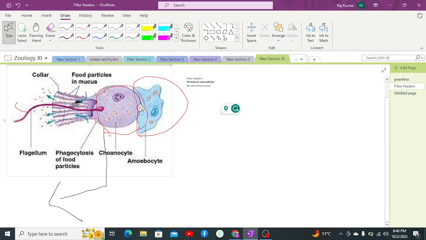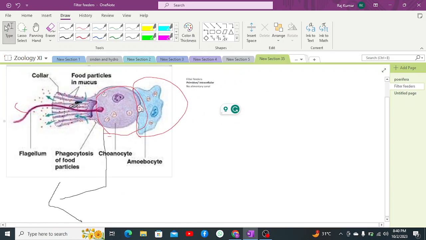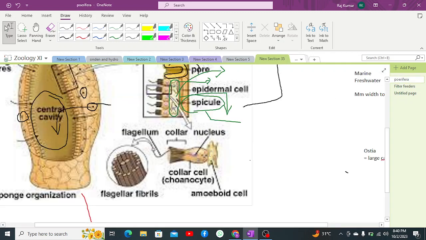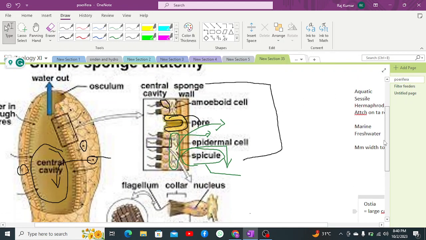In that case, this is how digestion occurs, ingestion occurs, and intracellular digestion of course takes place, and the diffusion of food takes place simply through simple diffusion. Now in that case, this is how the digestion occurs.